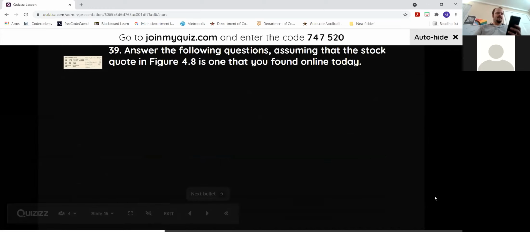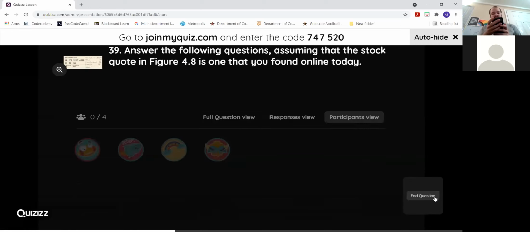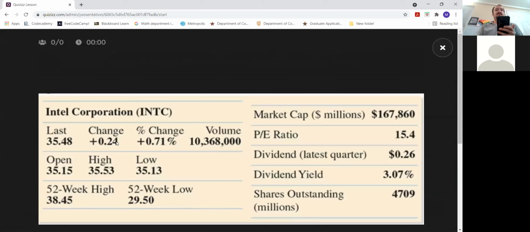Look at there. The next thing is what was the price on the previous day? So we know the price today is the amount that it says last. And we know the change from the previous day was going up 24. So how much was it on the previous day? Oh God, did I put it on? Yeah. I hope I put a money sign in there.